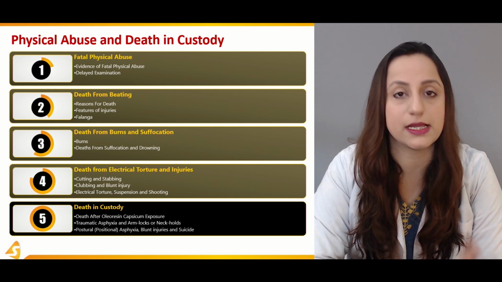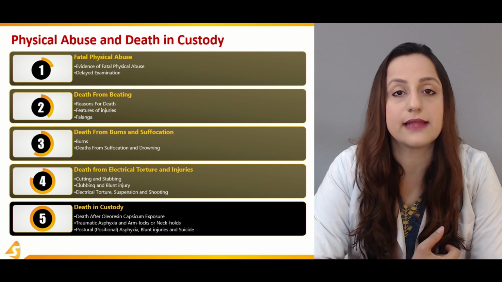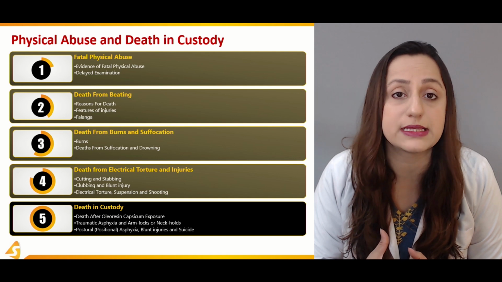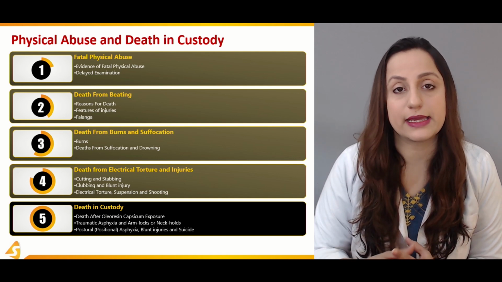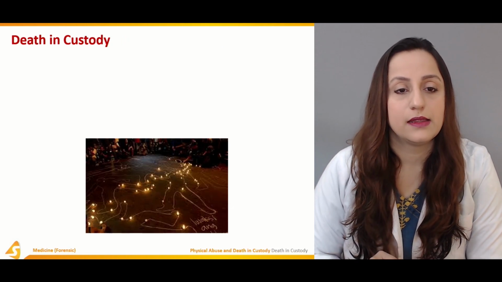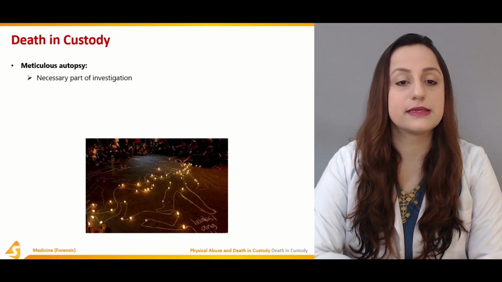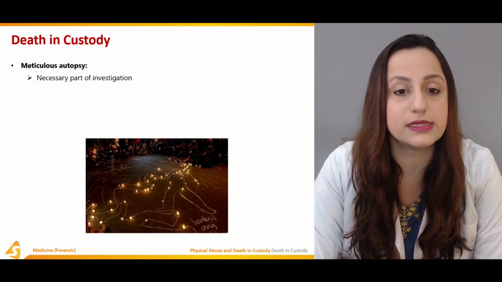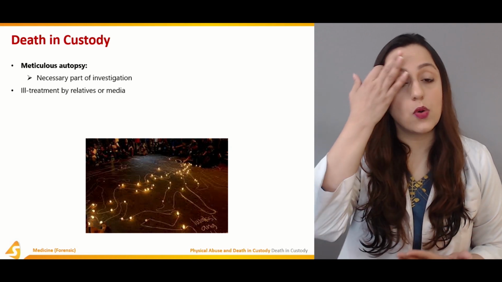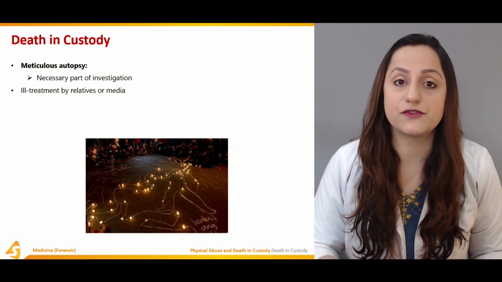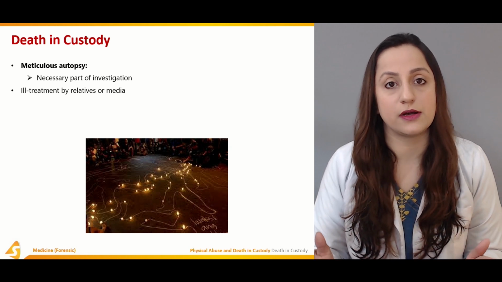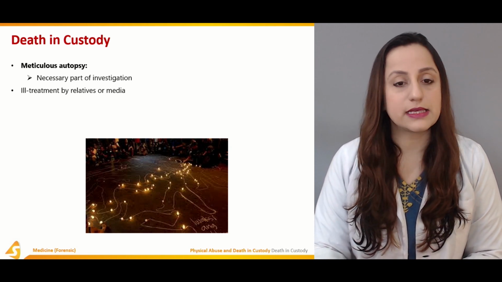Blunt injuries, obviously, involve blunt weapons being used in these cases. Suicides occur because after these torturous conditions, the person goes into a depressive phase and he or she may commit suicide. So that can also be one of the leading causes of deaths in custody. Now, how that occurs, a meticulous autopsy is carried out. The necessary part of the investigation is ill treatment by the relatives or the media. There is ill treatment after a person goes into custody. The media projects the person in a very negative light, and that is sometimes quite evident.